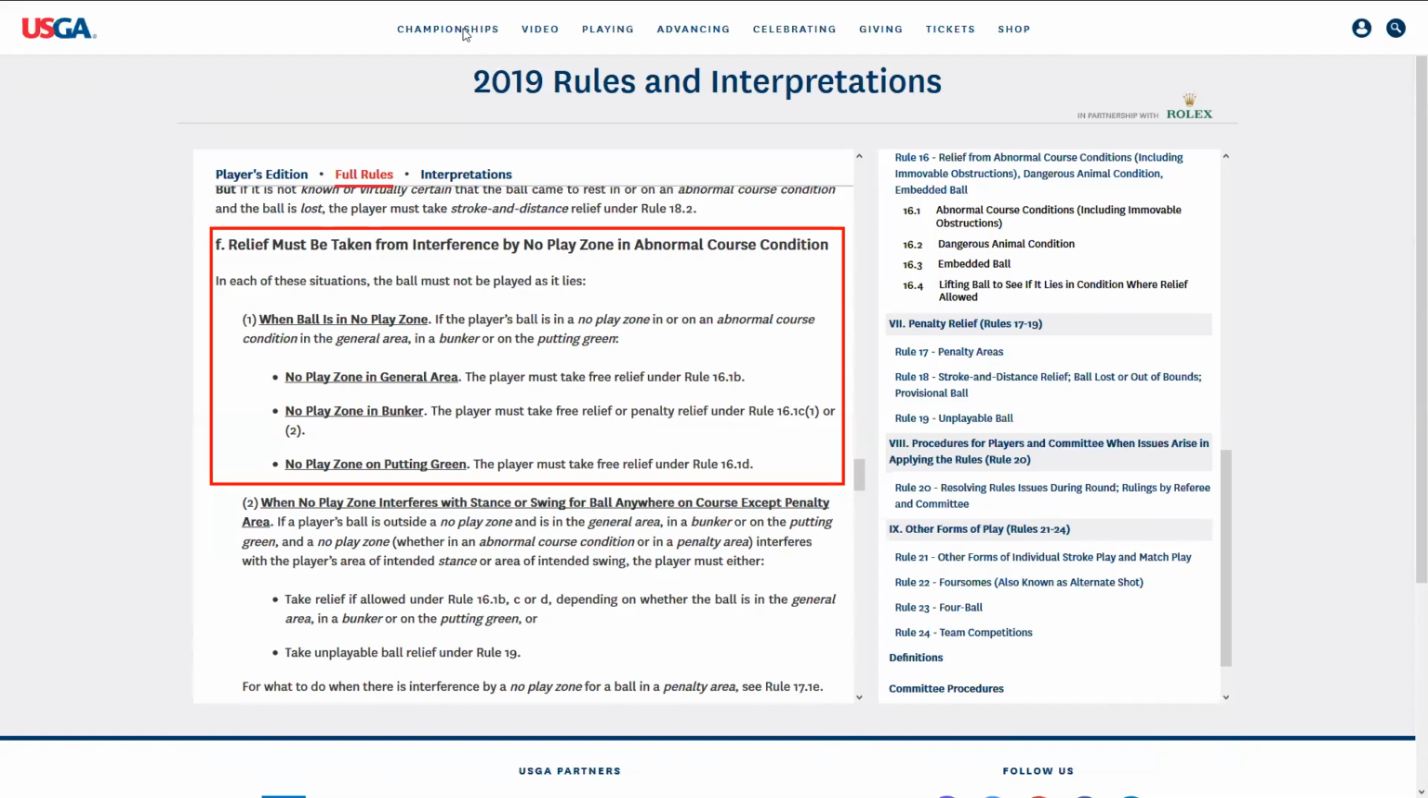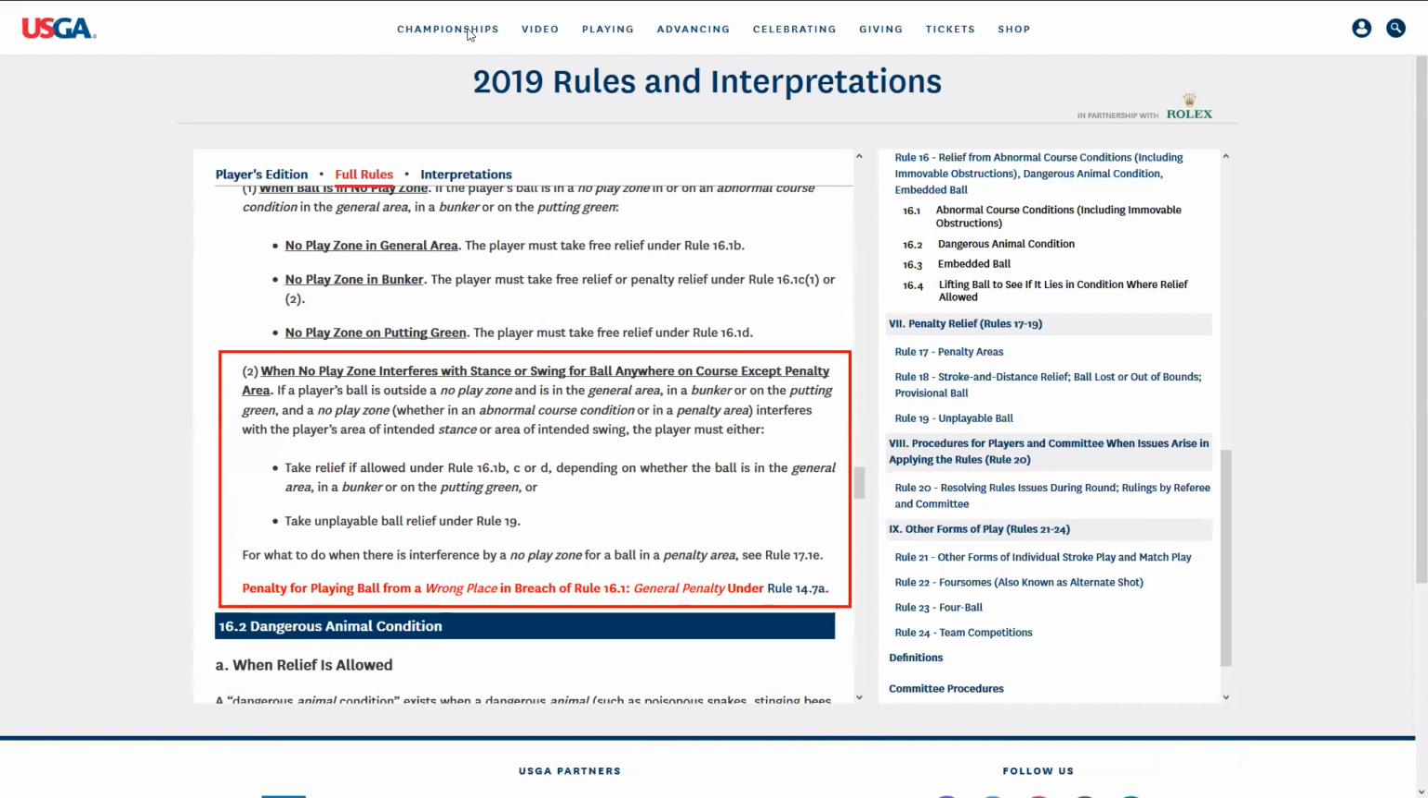Number 2, when the no-play zone interferes with the stance or swing for a ball anywhere on the course except the penalty area. If the player's ball is outside of a no-play zone and is in the general area, in a bunker or the putting green, and the no-play zone, whether in an abnormal course condition or in the penalty area, interferes with the player's area of intended stance or swing, the player must either take relief under B, C, or D, which we just went over, or has to take it unplayable. Example, assuming that the abnormal course condition is on the left side of the fairway, and you hit your ball and it's 1 foot outside the abnormal course condition.